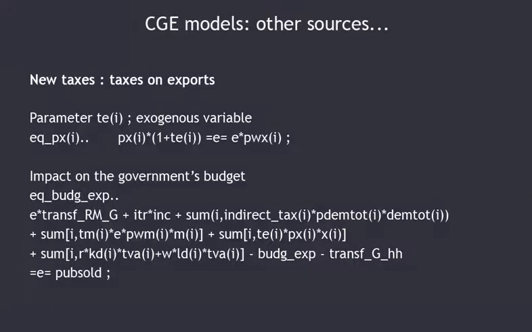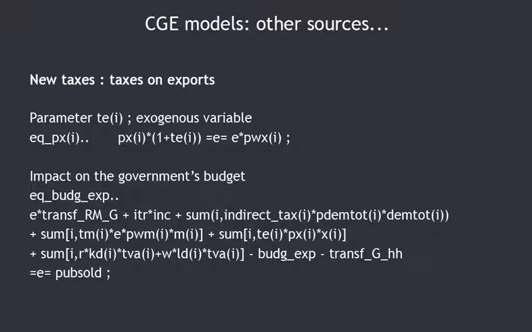For export taxes, it is also necessary to declare a new parameter, which I call TE in sector I. It is the percentage rate of the export tax, and it is a new exogenous variable. This tax is part of the equation linking the local export price and the world export price. This equation is PX in sector I multiplied by 1 plus TE in sector I must be equal to the exchange rate multiplied by the world price in sector I PWX.